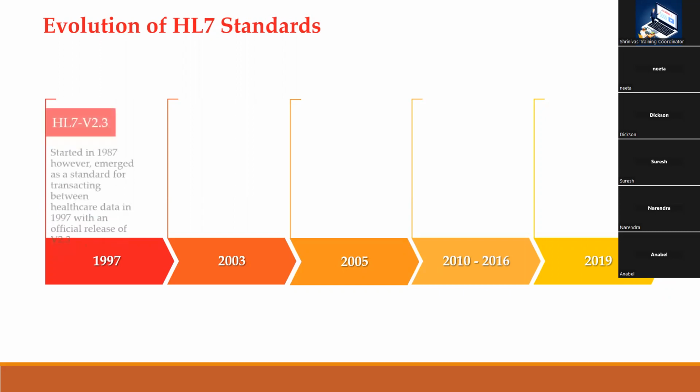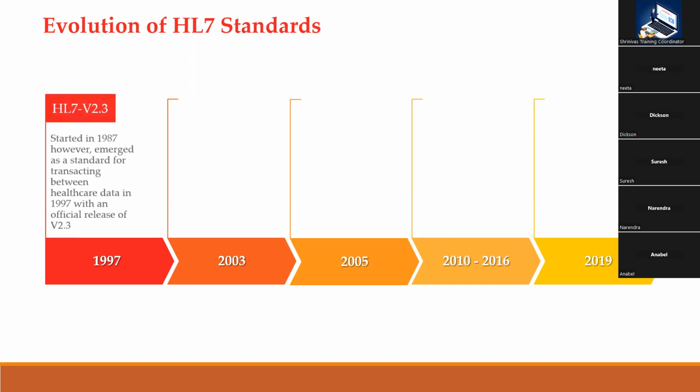But an official release came into play in 1997, almost after 10 years, where they released an official version, 2.3. 2.3 became such a massive hit that it has been used by most organizations to enable two apps talking to each other.